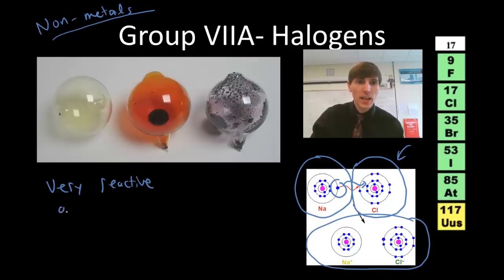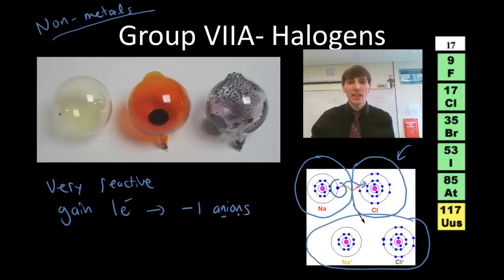Okay. They like to gain 1 electron to become stable, and they form -1 anions. Anions are negative. You think of A-N-ions, negative. Another thing about these guys is these are elements that are typically diatomic. Remember, diatomic, they come in 2 packs in nature because they're so reactive. So you would actually find fluorine paired up with another fluorine, chlorine, bromine, iodine, astatine, which you don't see as much. These are diatomic molecules.